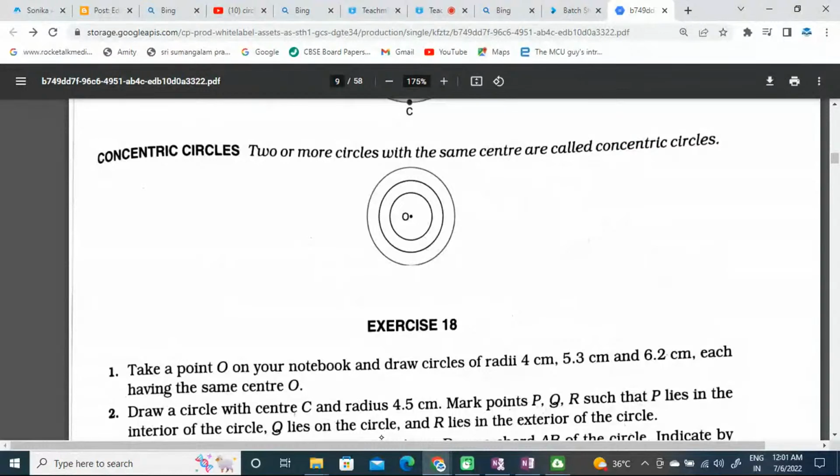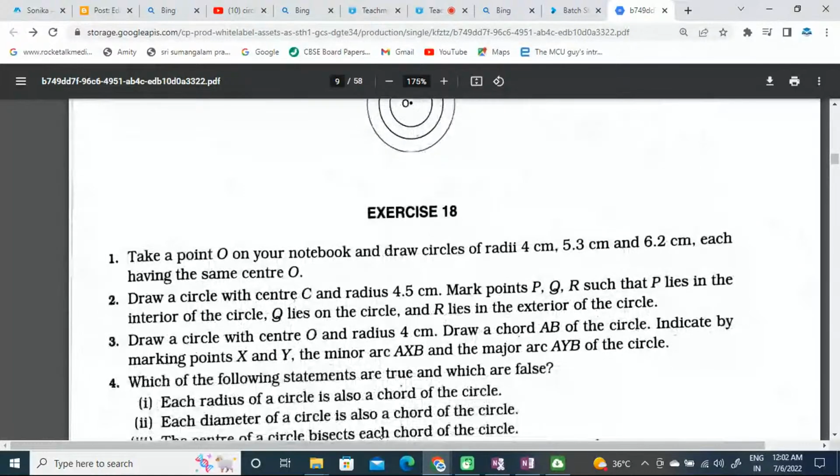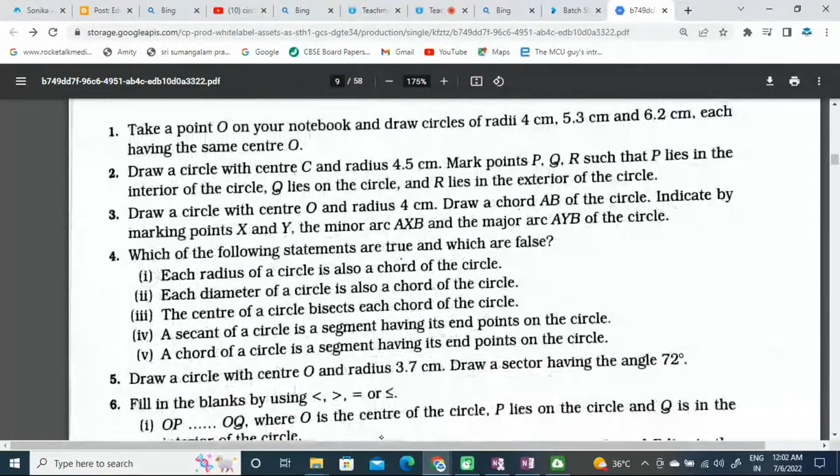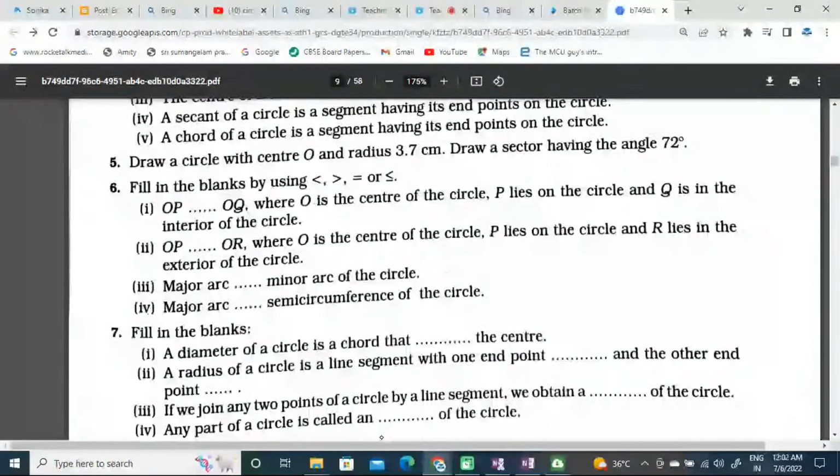Two or more circles with the same center are called concentric circles. Two or more circles with same radius are called concentric circles. Okay, so the centers are same. Now we have to draw the circle. Write the question.